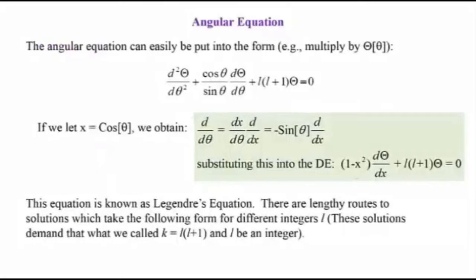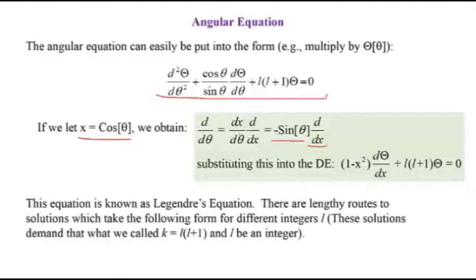Now the angular function we can also put into a form that is reasonable. It's this one right here. You'll notice that it again has our L times L plus 1. So when we're finished, we're going to have an equation that depends on L. We're going to let x be the cosine of theta, and so when we do that, we have that the derivative with respect to theta is equal to minus sine of theta d dx.